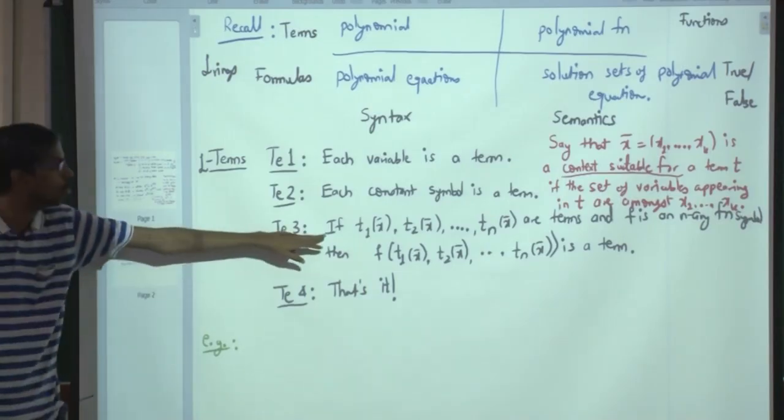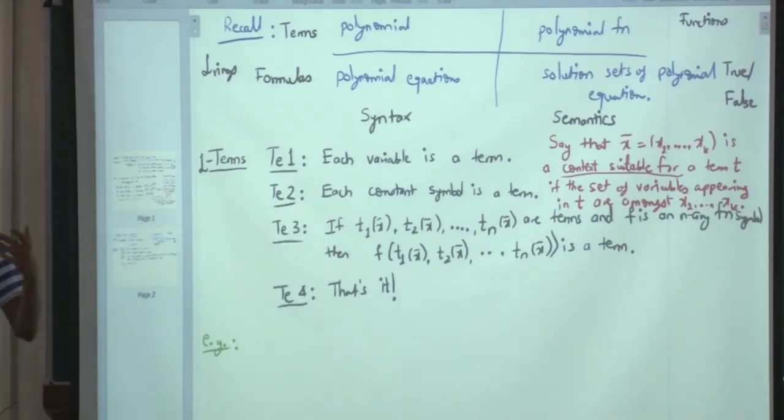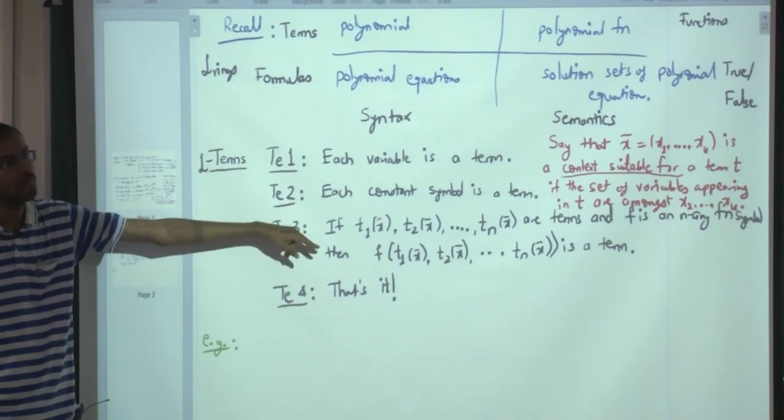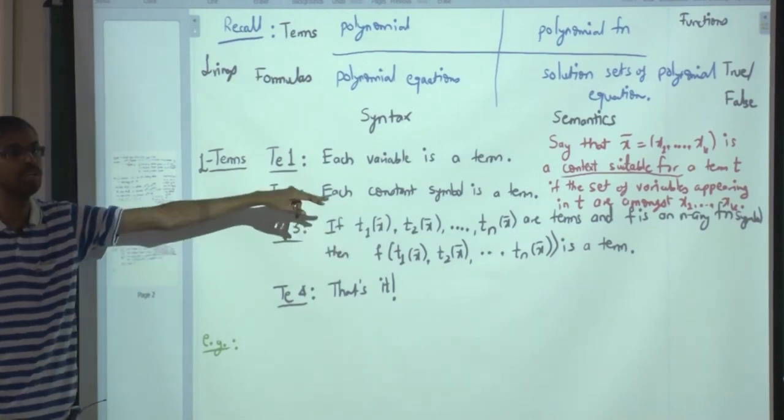So here what we are doing, T1, T2 and Tn are n terms which have been already constructed. Now if the set of variables used in them are different, then x bar is a context suitable for all of them together. There are only finitely many variables being used, and a finite union of finite sets is again finite. So therefore x bar is a context suitable for all the terms together, and that becomes a context for F of T1, T2, Tn also.